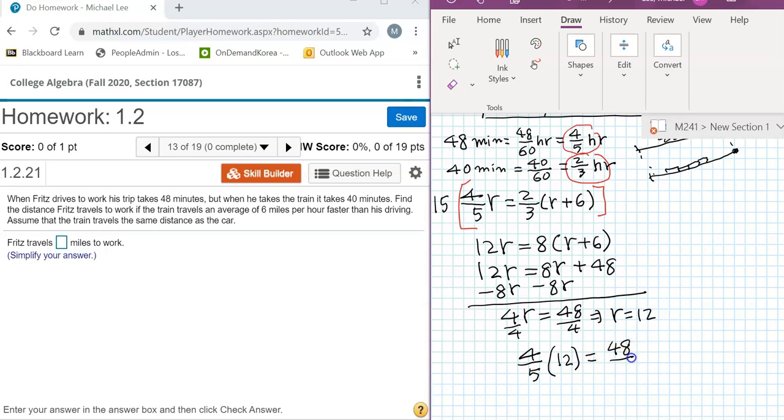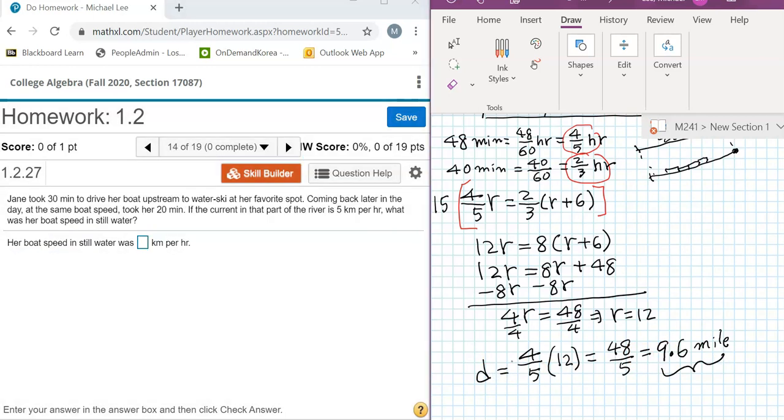So 48 over 5, or you can say 9.6 miles. That is the distance. Okay, not bad. So that is 13. Let's go to 14.